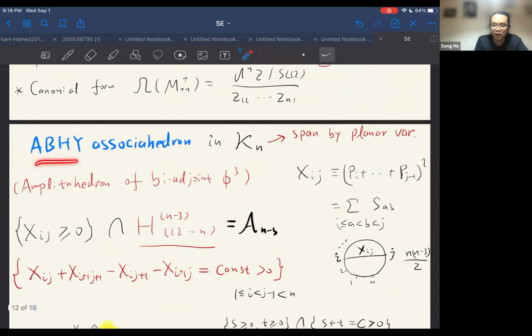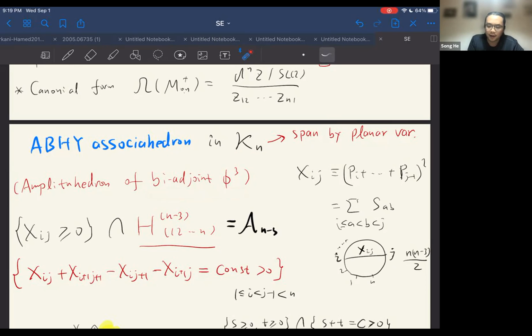So this is the so-called ABHY associahedron, in work together with Nima, Yuntao, and Gongwang Yan. This so-called ABHY associahedron lives in the Mandelstam space. It is also known as the amplitude hedron for the bi-adjoint phi cube theory. So basically, you have a polytope for this phi cube theory, living in a kinematic space, and then its canonical form, or its volume form, computes the tree amplitude of phi cube theory.